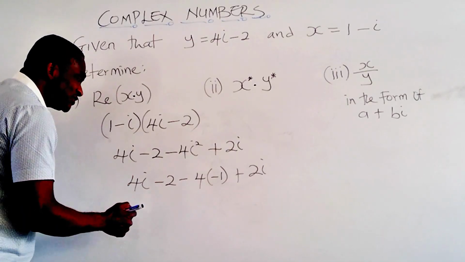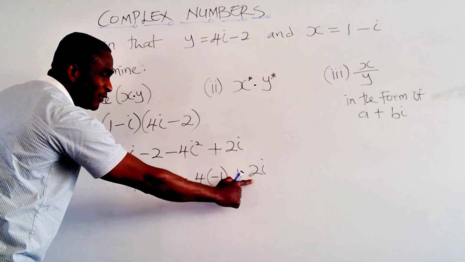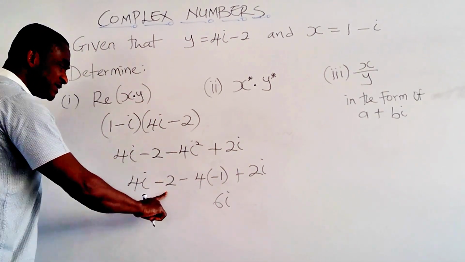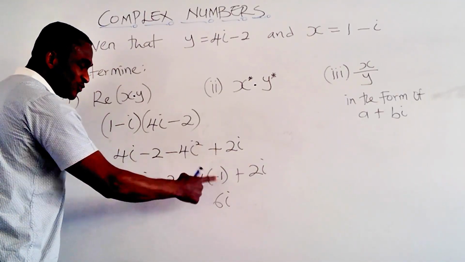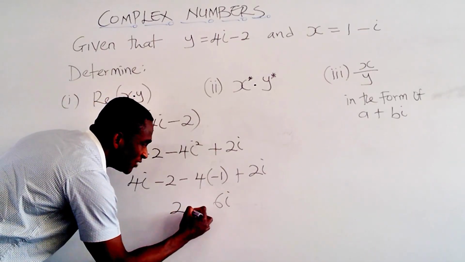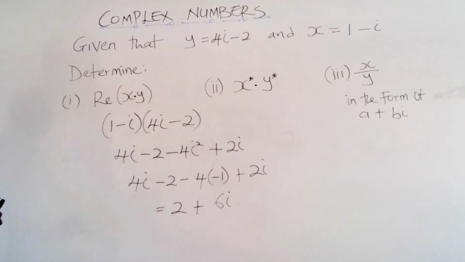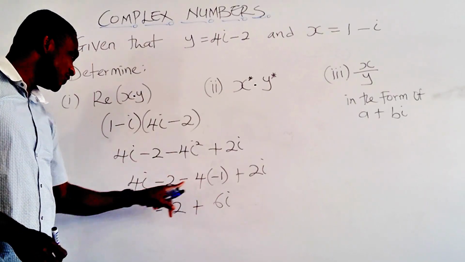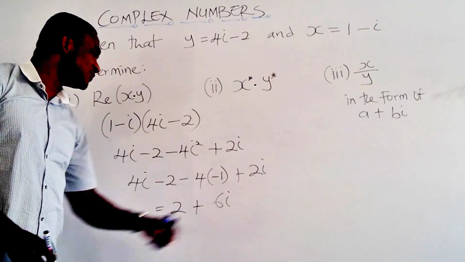Now let's collect like terms. We have 4i and we have plus 2i. That gives us 6i. And then from the numbers, negative 4 times negative 1 is plus 4. Negative 2 plus 4 is 2. So we have 2 plus 6i as the final answer here. So it's negative 2 plus 4, which is 2, and 4i plus 2i, which is 6i.